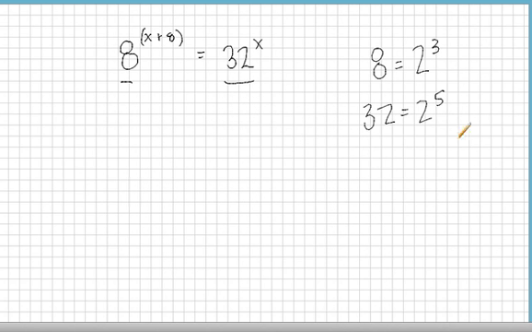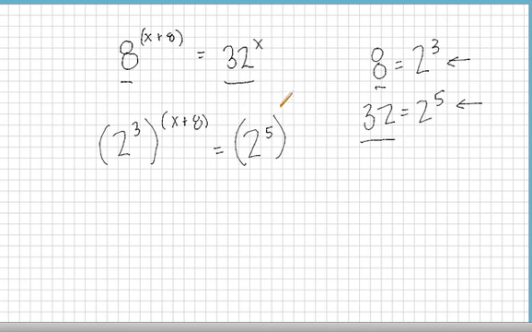What we're going to do is go ahead and rewrite the bases of the exponents as what we figured out they were over here on the right-hand side. So instead of writing 8, I'm going to write 2 to the third. Let's go ahead and put that in parentheses. And that's raised to the x plus 8. Instead of writing 32 as my base, I'm going to write 2 to the fifth as my base because it's the same thing. And I'm still raising that to the x.